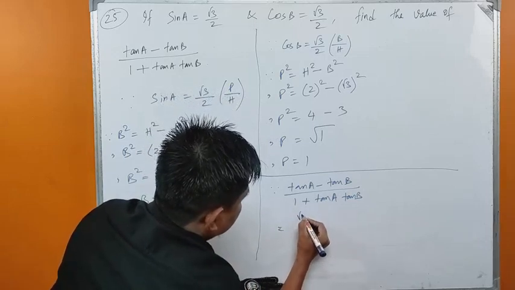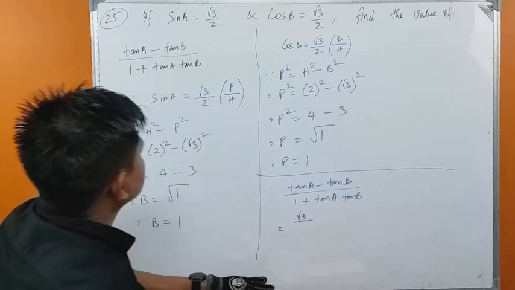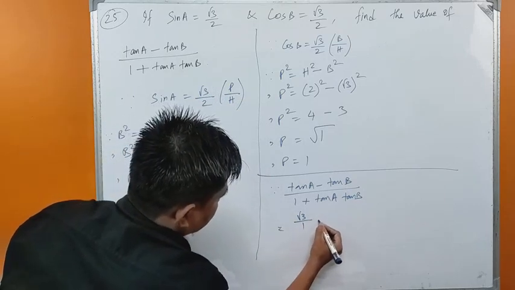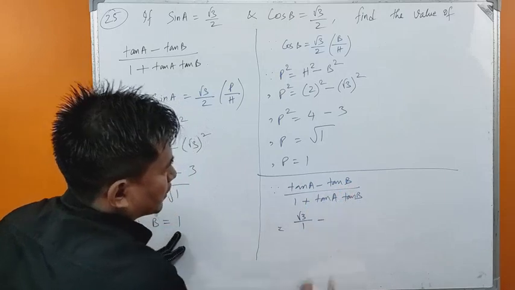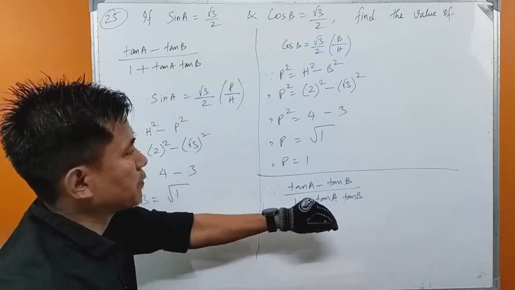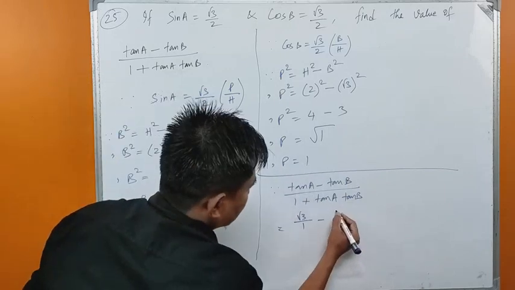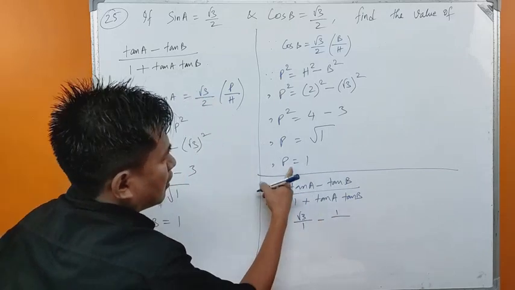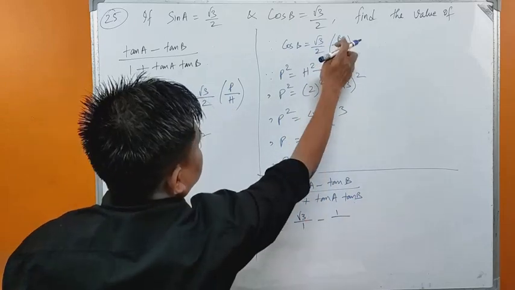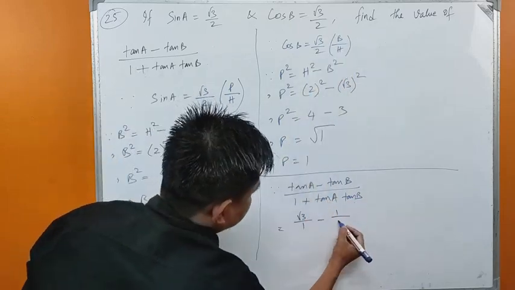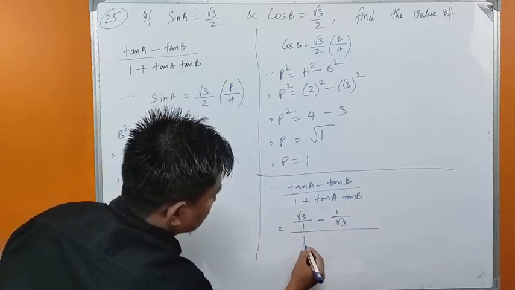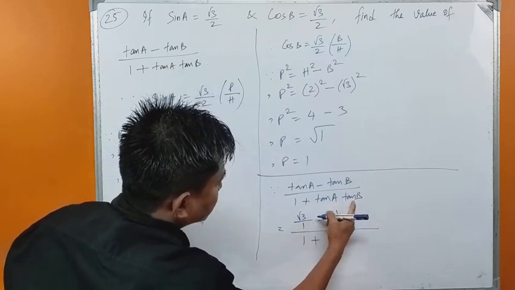Perpendicular is root 3, base is 1. Minus tan B. For angle B, tan B means perpendicular upon base. So what is perpendicular? Perpendicular is 1, base is root 3, isn't it? Base is root 3, whole upon 1 plus tan A into tan B.